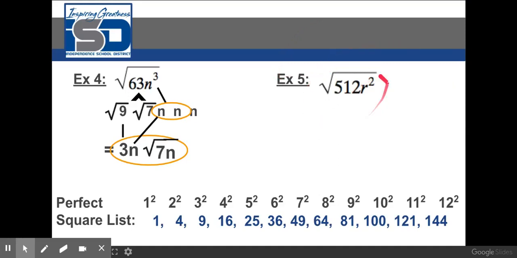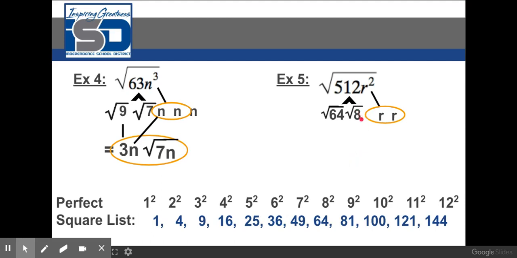So for 512, the highest perfect square that could divide into it from our list is 64. It would be 64 and 8. We will take the square root of both of those, but we're going to go ahead and break down our r's. There are 2. So that means that I can take out both of the r's and just write r on the outside. Plus, if we do 2 divided by 2, we get 1. So we're going to be able to take out 1 r.